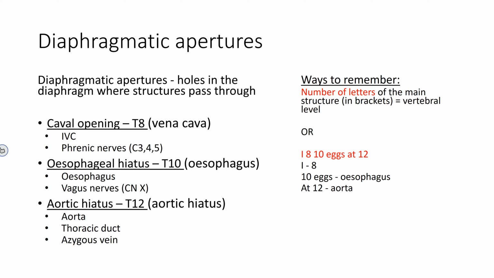So you can do that by counting the letters, or you can think, I ate 10 eggs at 12. So the inferior vena cava is at T8. 10 eggs is T10, the esophagus, and at 12 is when the aorta goes through the diaphragm. So that's another way of doing it.